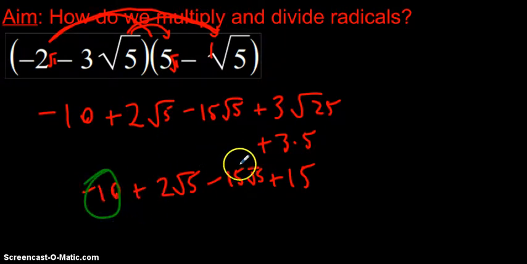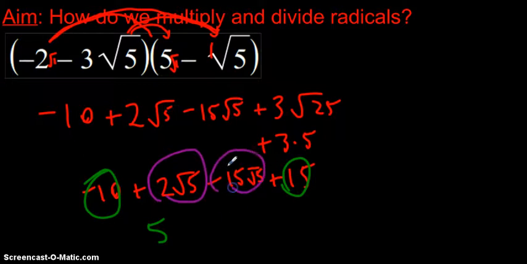The 10 and the 15 become positive 5, and the 2 radical 5 and the negative 15 radical 5 become negative 13 radical 5. And that simplifies as much as possible. So the basic rules are that you can multiply the coefficients and the radicands when multiplying radicals. You already know the rules for adding and subtracting them, so those proceed as normal. And you stop when you can't do it any further. And operations such as distribution and expansion work also as normal.